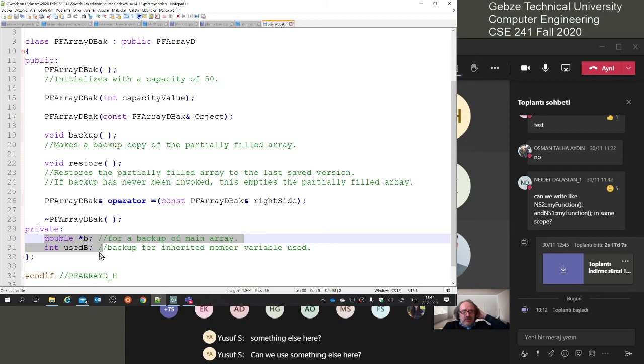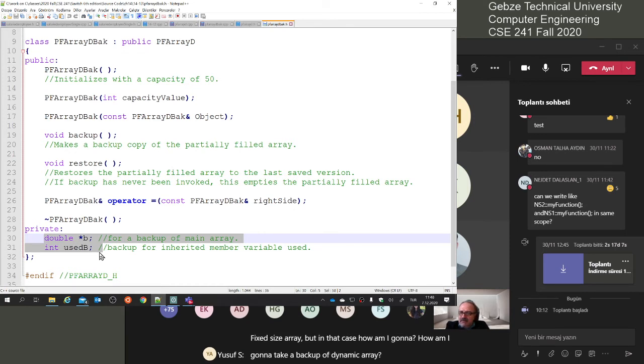Find me a solution that will avoid any dynamic memory employment in the backup array, PFArray backup. We can use fixed size arrays. Fixed size array, but in that case, how am I gonna take a backup of a dynamic array?